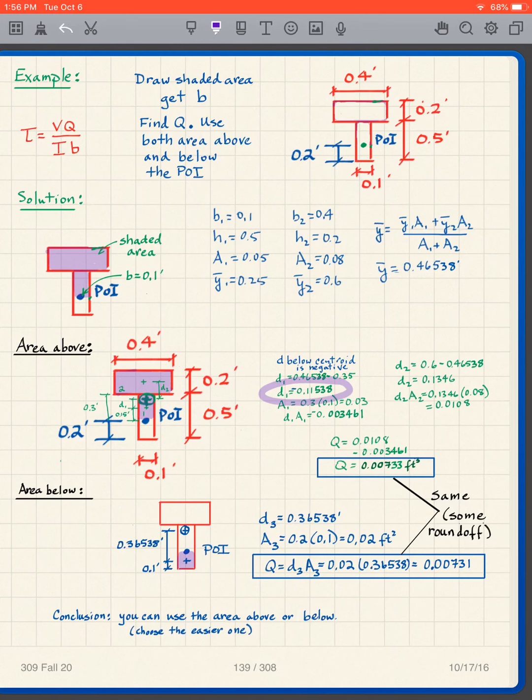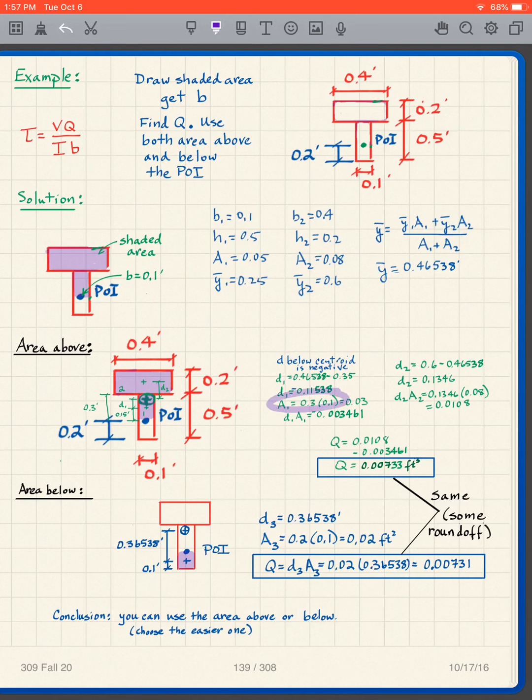but because it's below the centroid, it's negative because we're measuring upward as positive. So in this case, we're worried about the sign of the D, which we didn't have to worry about before because D ended up being squared. If we're measuring below the overall centroid, I have to use a negative. So my D1 is negative 0.11538.